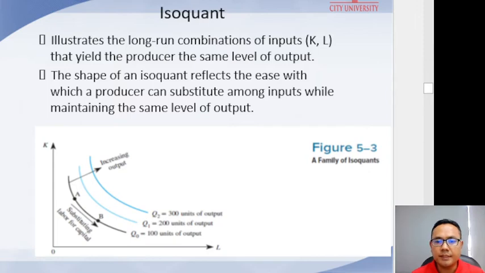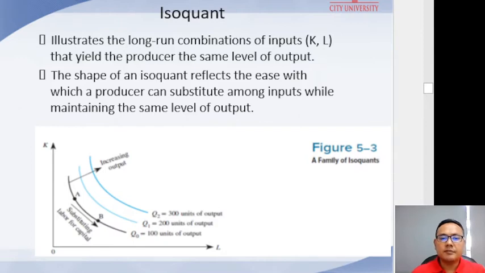Thus, as we move in the northern direction in the figure, each new isoquant is associated with a higher and higher level of output. You can see the output increase here. And notice that the isoquants in figure 5.3 are convex. The reason isoquants are typically drawn with a convex shape is that inputs such as capital and labor typically are not perfectly substitutable.